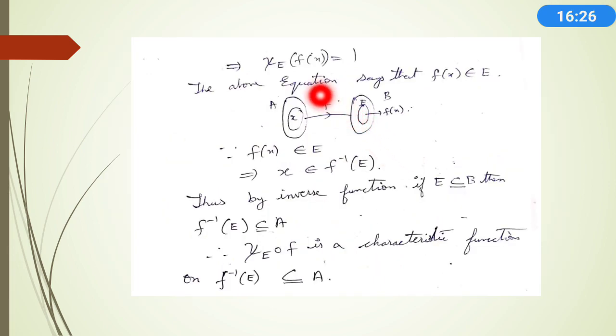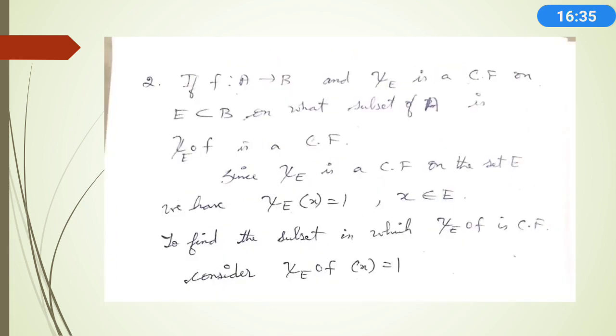Now since it's a composition, it can be rewritten as psi E of f of x is equal to 1. Since we already know psi is a characteristic function with the subset E, therefore this x will belong to where? E.